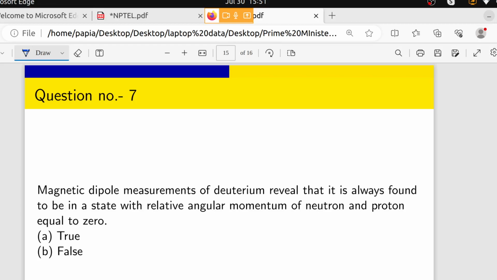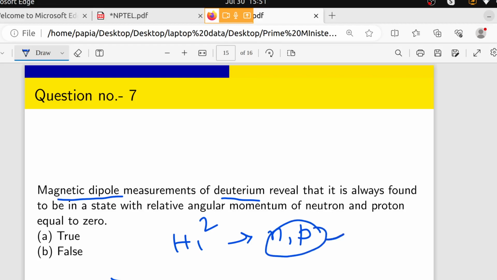That means they are telling me about the magnetic dipole moment measurement of deuterium, that means the mu. This mu is telling me that in that deuterium H12, the neutron and proton has a combined relative angular momentum which is 0. L equals to 0. It is always, the mu, the magnetic dipole moment of deuterium is saying that L should be 0 always. This is the statement. We have to verify that statement, is it correct or not.